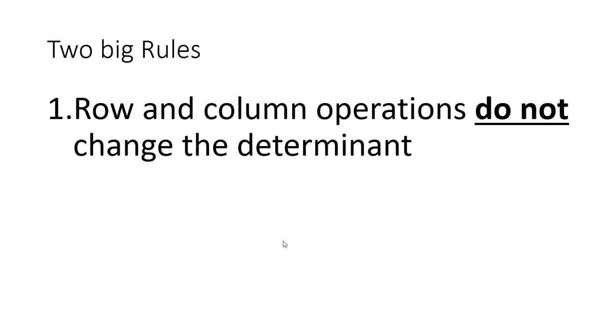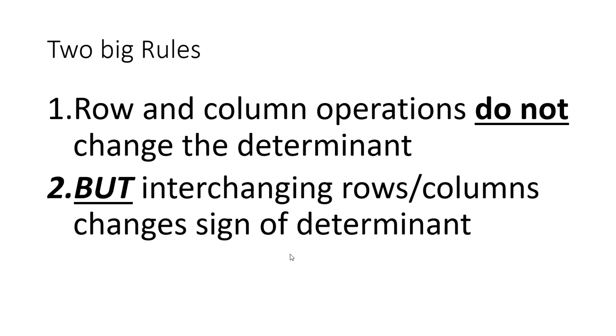So the first big rule is that row and column operations do not change the determinant, but interchanging rows and columns changes the sign of the determinant. So if you do something like row 2 becomes row 3, so you've swapped those two, the sign of the determinant changes. And so the flipped matrix where you've swapped rows is going to have a determinant that's got the opposite sign to the matrix you're interested in. So you have to keep track of it so you get the right final answer.